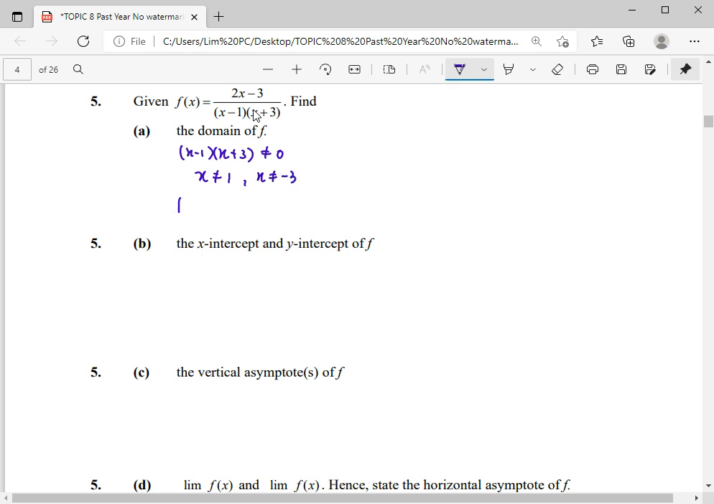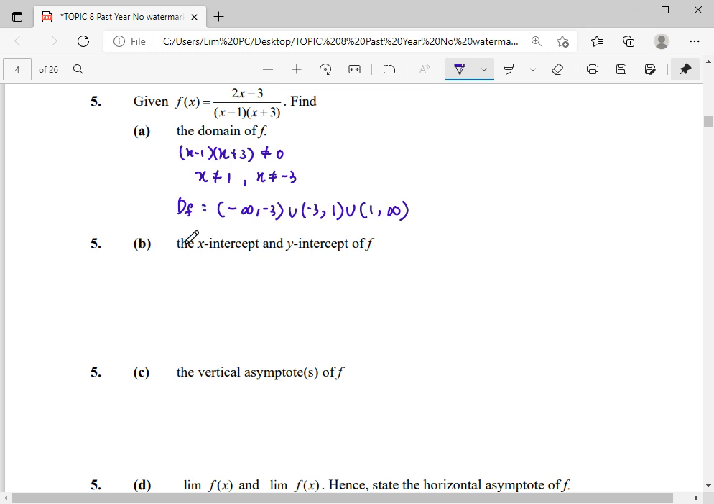In order to write it clearly, the domain of the function will start from negative infinity until negative 3, not included. So we go for negative 3 first, from the smaller to the bigger. Then continue from negative 3 until 1, not included, and then 1 until infinity. So this is our domain. When x is not equal to 1, we take out the value 1. When x is not equal to negative 3, we take out the value negative 3. So this is our domain interval.